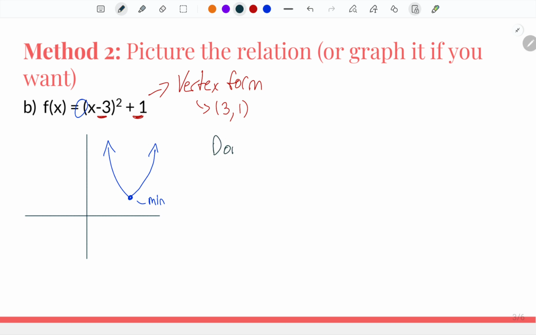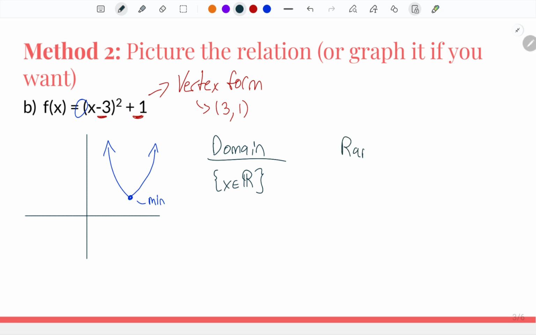And so now we can go ahead and go through the domain. So for the domain, what we can actually do is, well, the graph keeps going to the left or to the right. So pretty much always for quadratics, it's going to be any real number. There are no restrictions. There is no x value that you can't plug in.